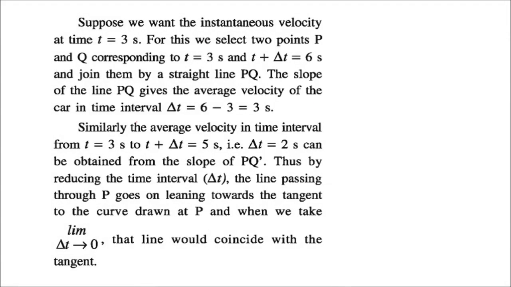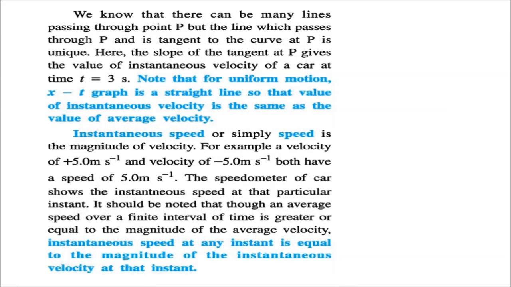Right? So for this delta x by delta t, we first took some 3 seconds, now we took some 2 seconds, and when we say delta t tends to 0, it actually coincides with the tangent, and this tangent is what we want. For uniform motion, the x-t graph is a straight line, so the value of instantaneous velocity is the same as the value of average velocity. And we are just talking about taking a tangent and finding the slope.